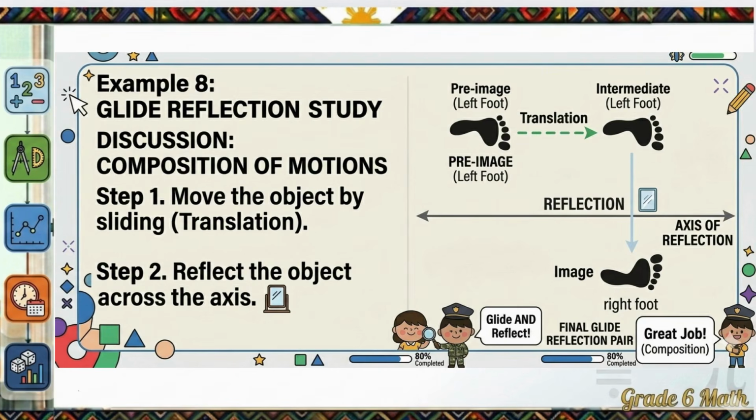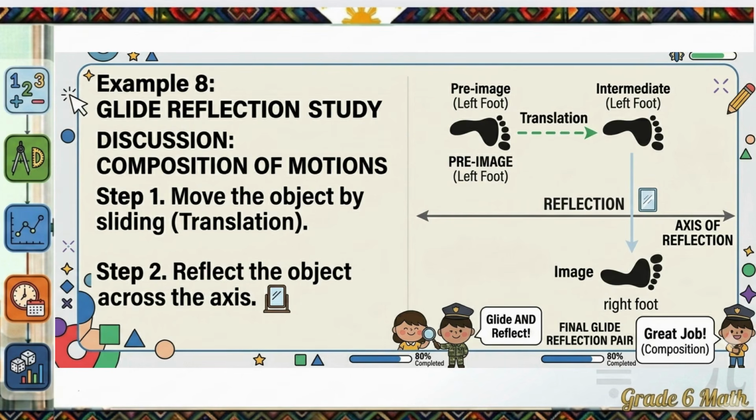Now, we're going to combine them into one cool move called a glide reflection. Think about how you walk down the hallway. You don't just jump with both feet, right? You move one foot forward, then the other. That natural walking pattern is the perfect example of a glide reflection.